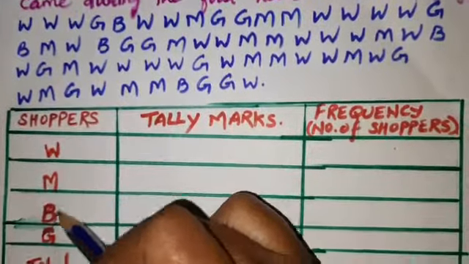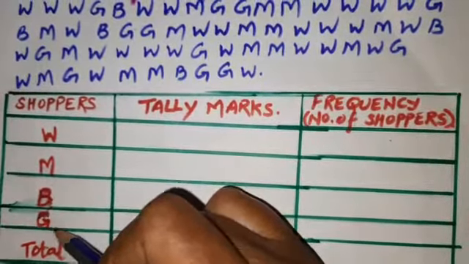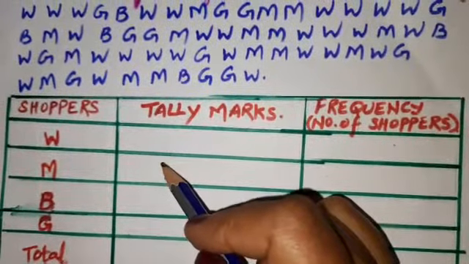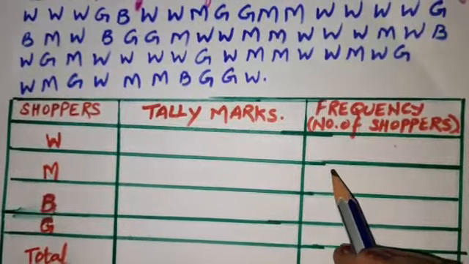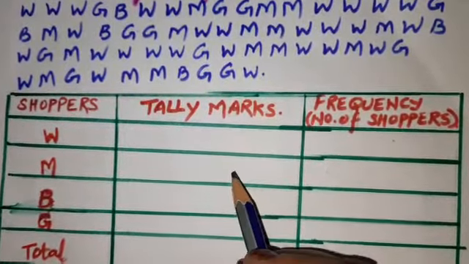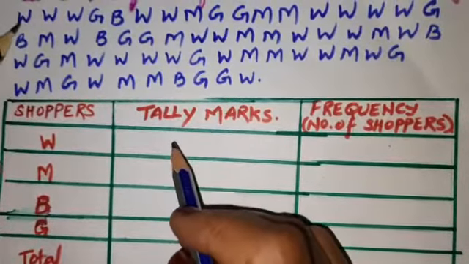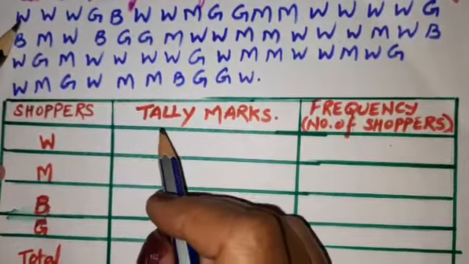Here the shoppers are written: W, that is woman, man, boy and girl. Here we will put tally marks, which will give us the number of shoppers, that is the frequency. So let us start putting the tally marks. One by one we will take each letter. So W, and we will go on putting the tally marks.